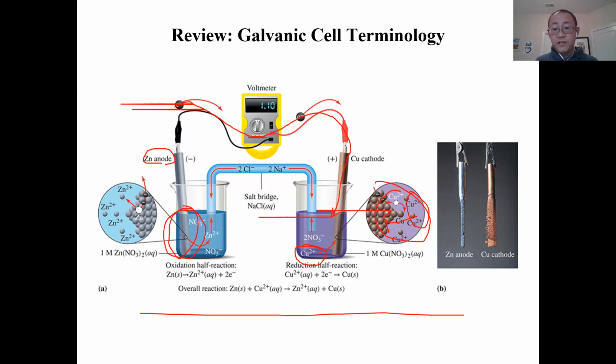You can see copper 2+ gains these electrons, then becomes copper metal, which will be deposited onto the copper metal surface. So basically, zinc is losing electrons, and copper ions are gaining electrons to become copper. Eventually, the zinc electrode will become smaller and smaller because zinc is losing electrons to become zinc ion.